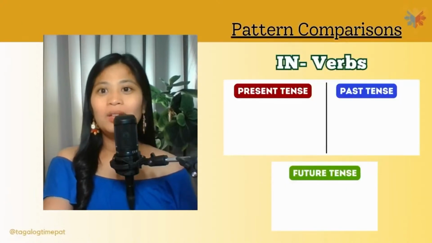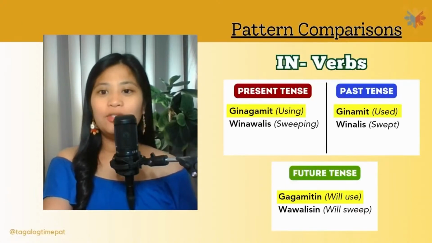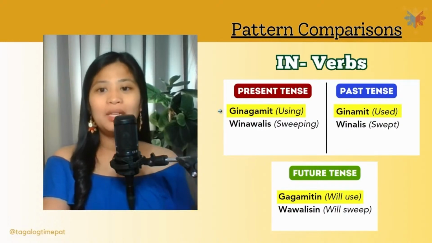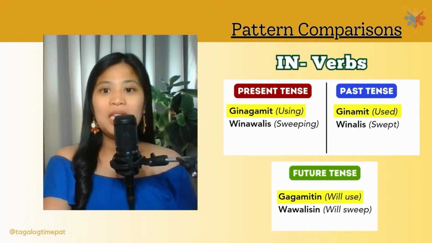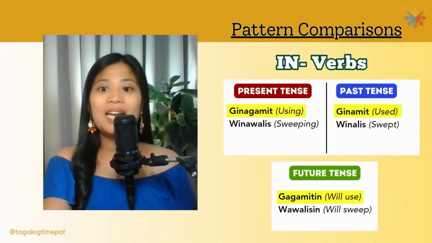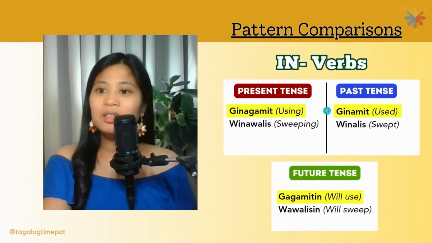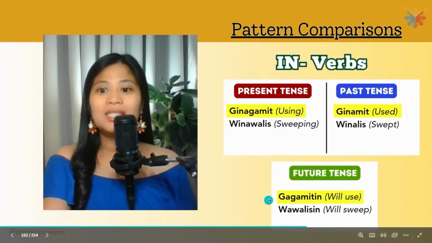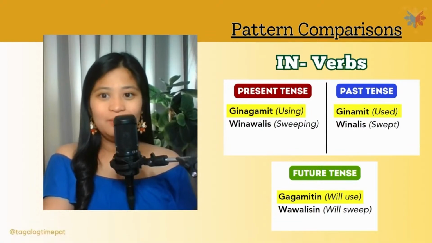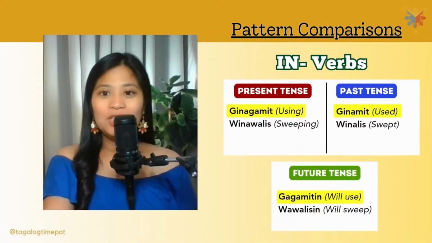Let's compare all of the conjugation patterns for verbs. We'll just take a look at the ones highlighted in yellow. So gamit means to use. In the present tense, it's ginagamit, using. In the past tense, it's ginamit, used. And in the future tense, gagamitin, will use. So very interesting there.